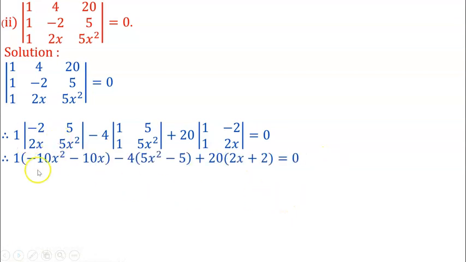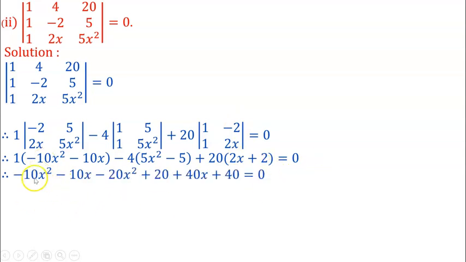Okay. After simplification, 1 minus 2 into 5x square, you will get here minus 10x square. Next, 2x into 5, you will get here minus 10x. By default, minus 10 is here. Minus 4, 1 into 5x square, you will get here 5x square, minus 1 into 5. Okay, plus 20, 1 into 2x, minus 1 into minus 2. That minus minus will become plus, and hence here plus 2 is equals to 0.